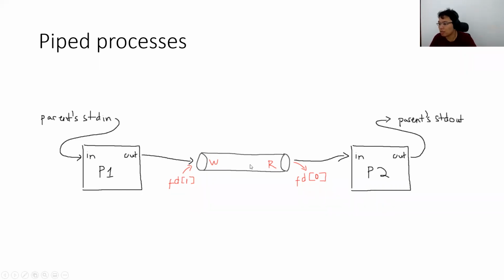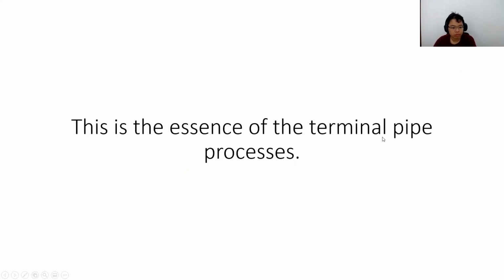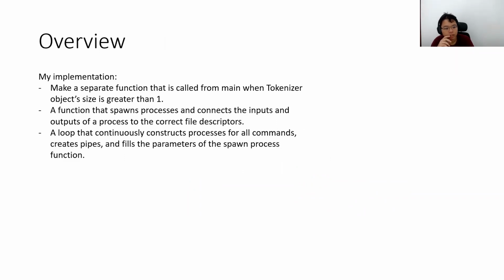So it's another IPC. And then you would just output this to the parent's stdout, and that worked. So this is the essence of the terminal pipe command process. This is the pipe process.